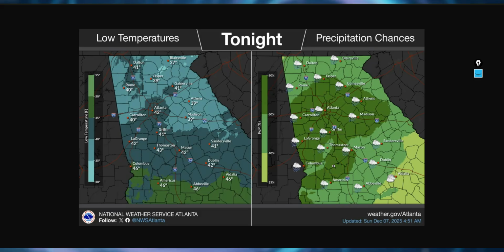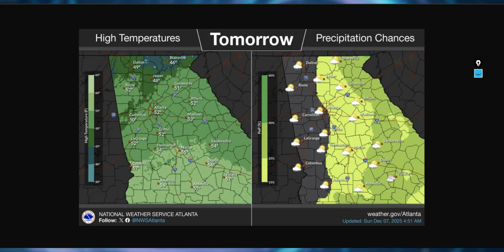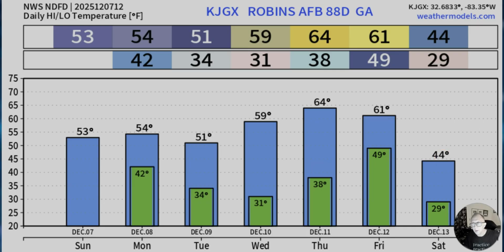So overall, not a hugely impactful event, but I won't be surprised if we get some snow showers up here in northern Georgia. So we'll have to see how that plays out. Or maybe some freezing precip. Tomorrow, high temps in the 50s, and the 40s up north. Precip chances moving further to the east, although quite low, 15-25%. So not heavy precip, not really expected.